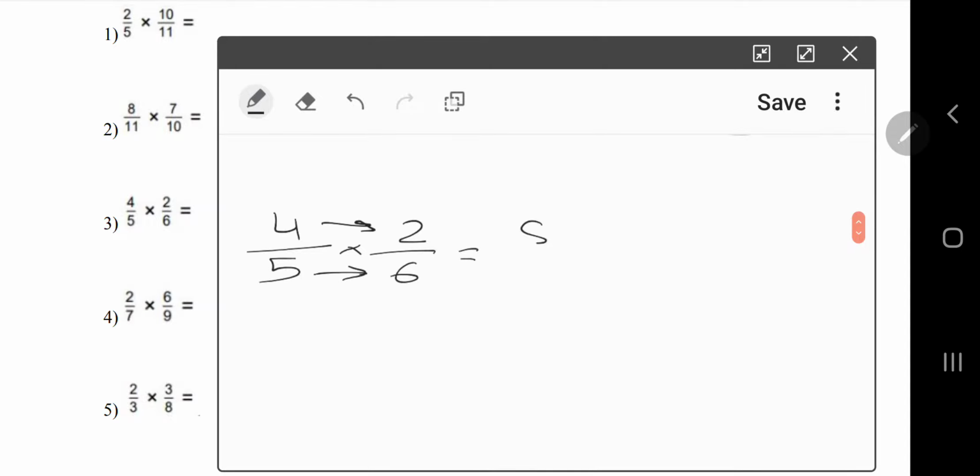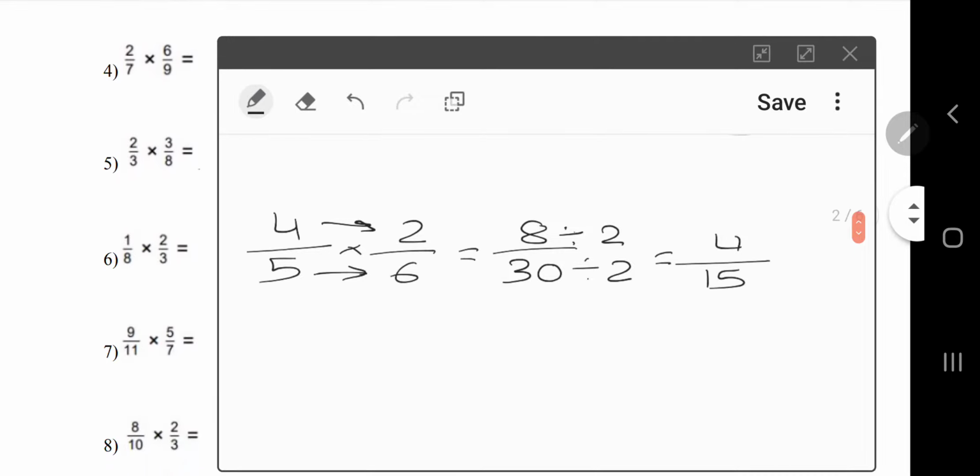So 4 times 2 is 8, and 5 times 6 is 30. And you can simplify this by dividing both of these numbers by 2. So we have 4 over 15. Let's do one more. Let's do number 6.